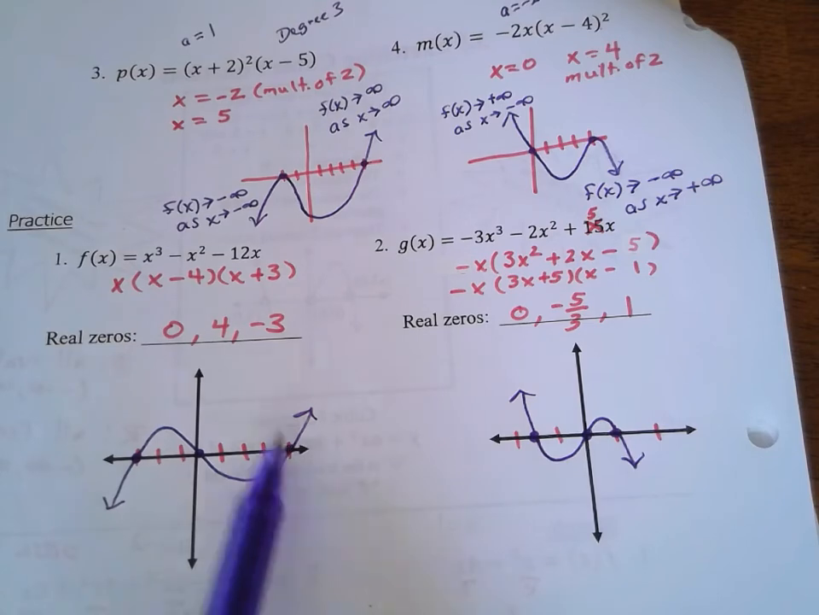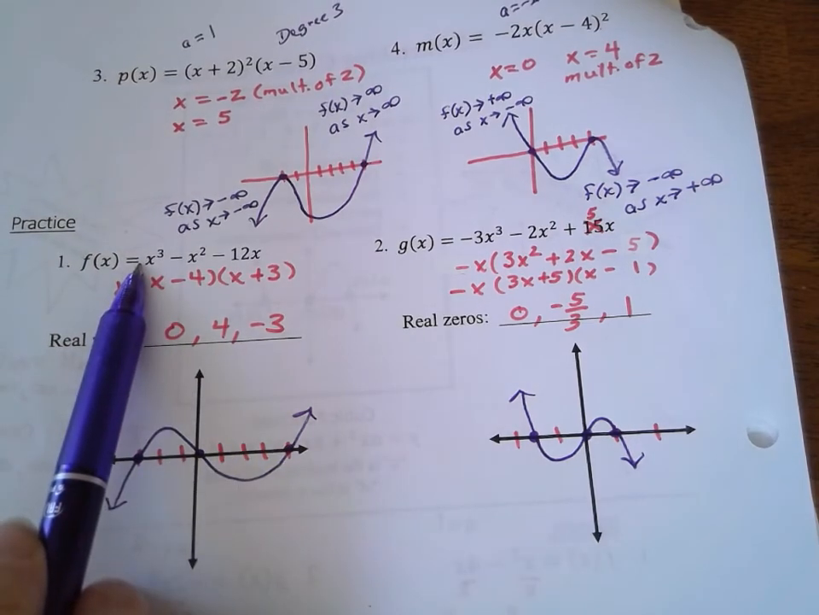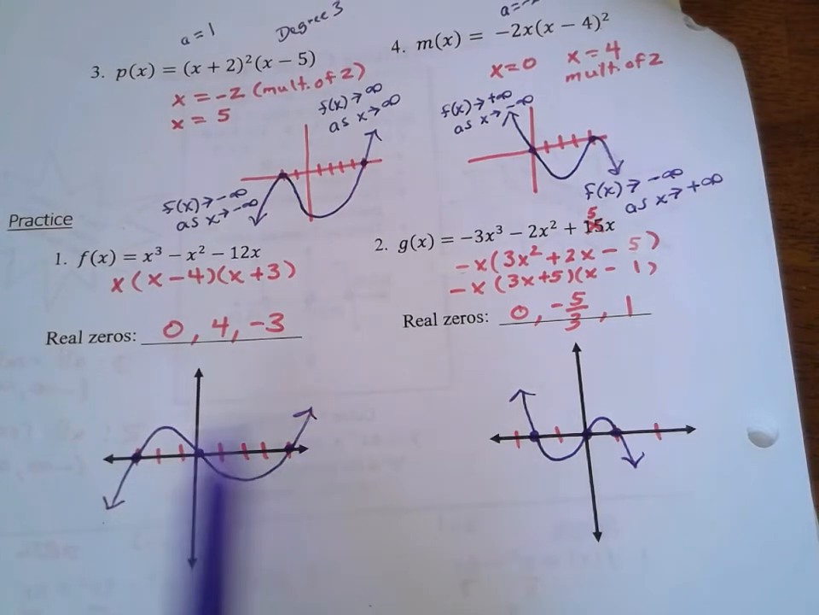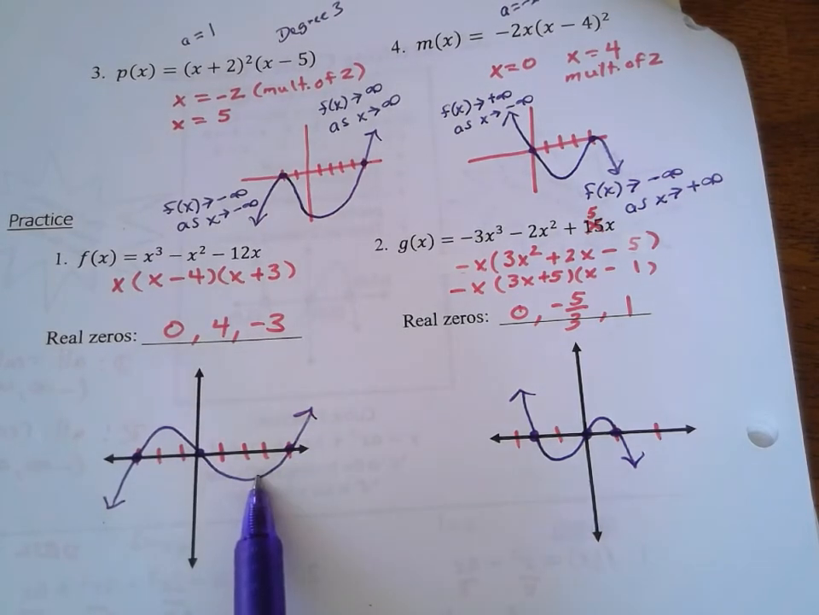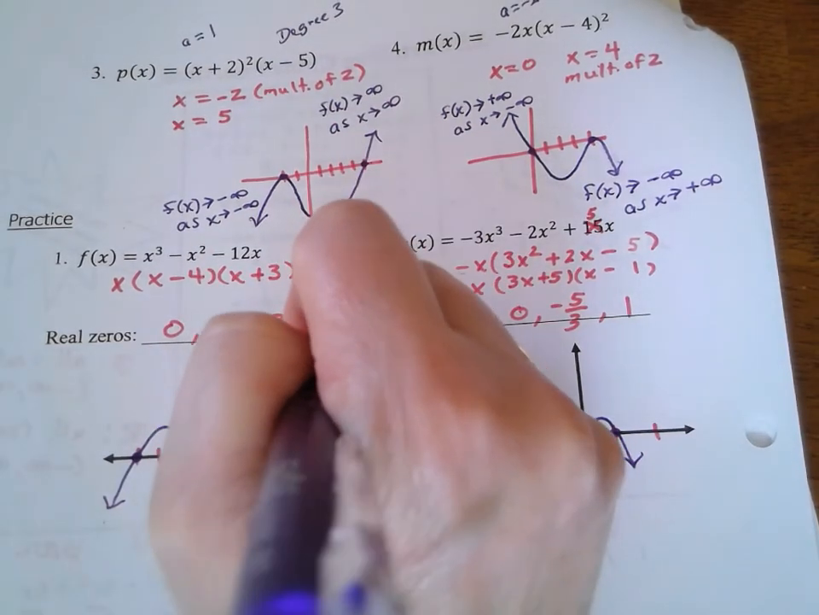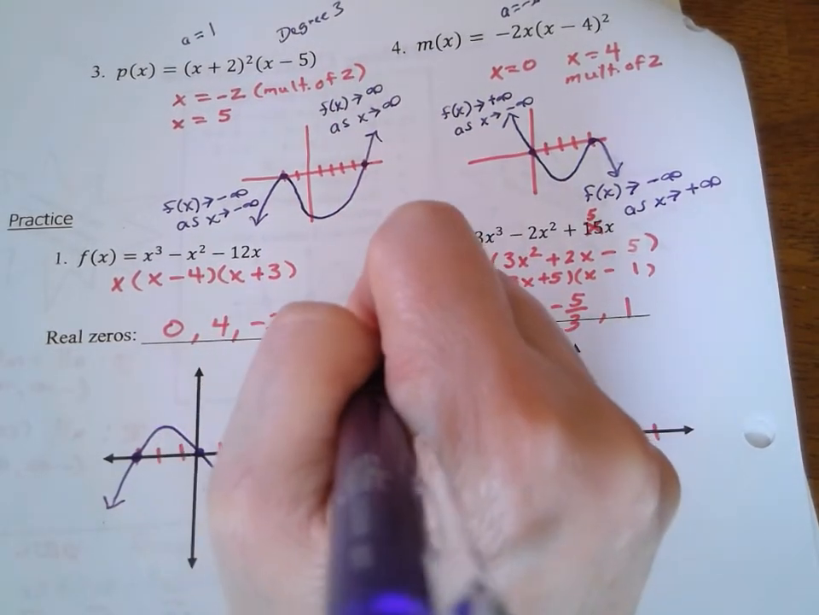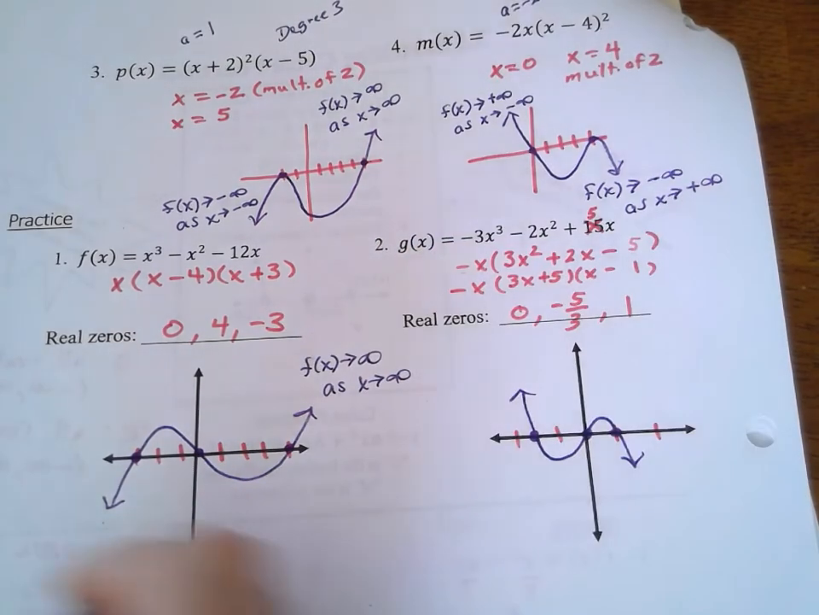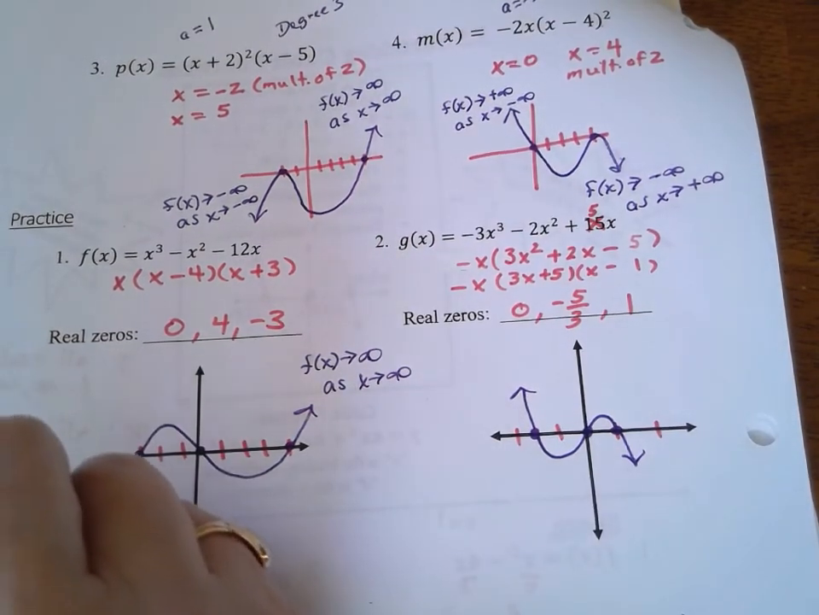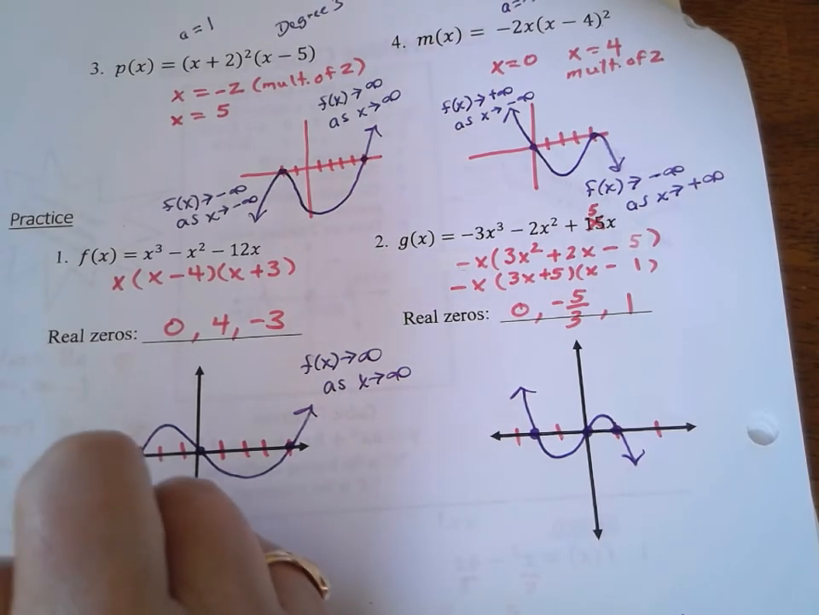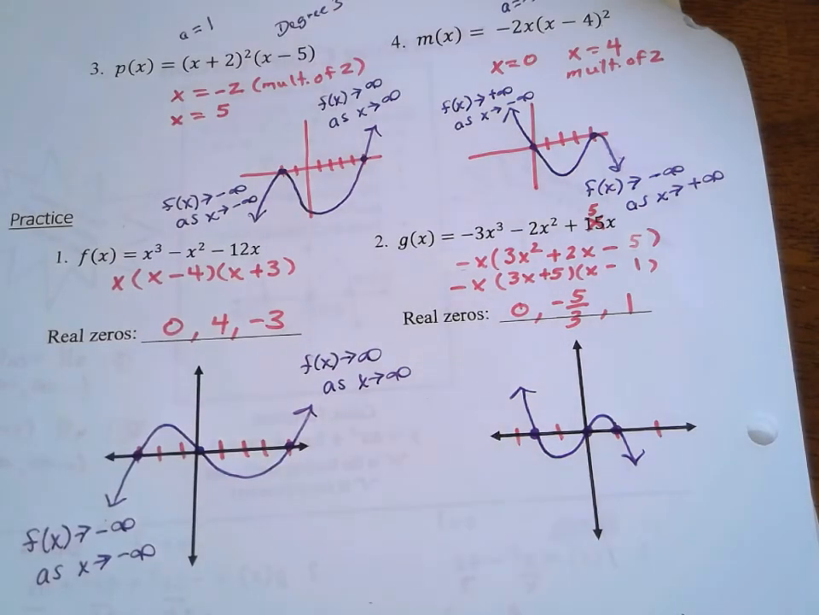Since the leading coefficient is 1 and positive, that means I'm going to start low and finish high with 2 turns. And again, if you want to do the end behavior, f of x approaches positive infinity as x approaches positive infinity. And in the third quadrant, f of x approaches negative infinity as x approaches negative infinity as well.